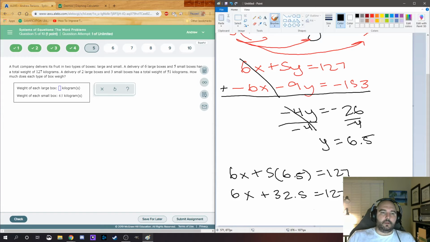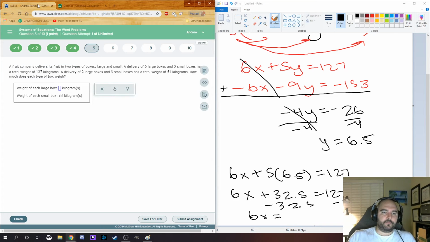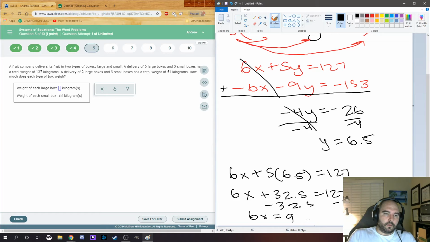27. Okay, we got some steps here. We're going to minus 32.5. So you get 6x equals, calculator time, 94.5. And then we divide by 6.